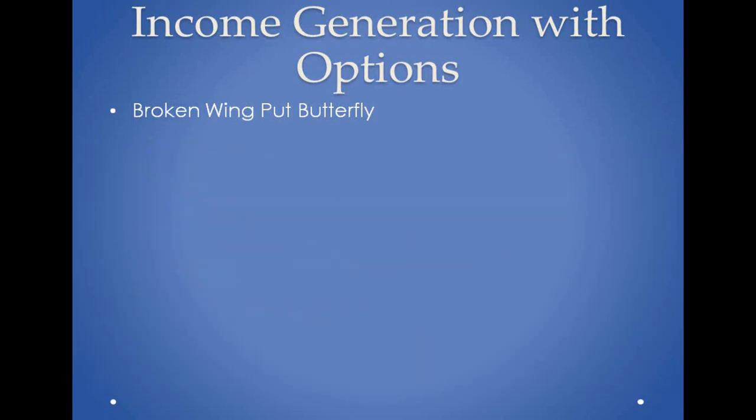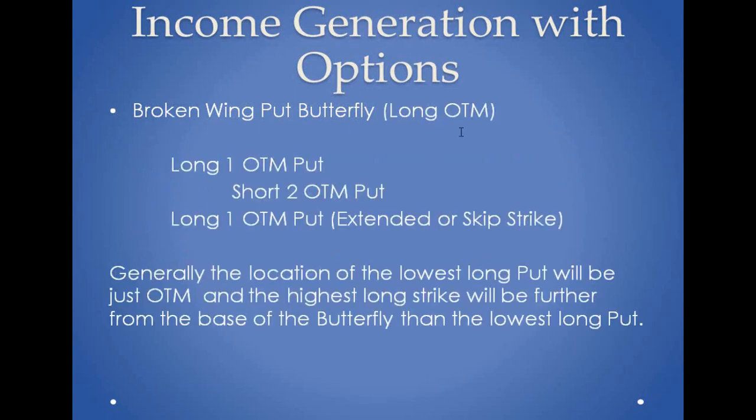Going on to the next broken wing put butterfly. This is one that I like to use more often. It is all out of the money strikes. We are going to use one long out of the money put, then sell two out of the money puts, and then buy one further extended out of the money put, or a skipped strike.